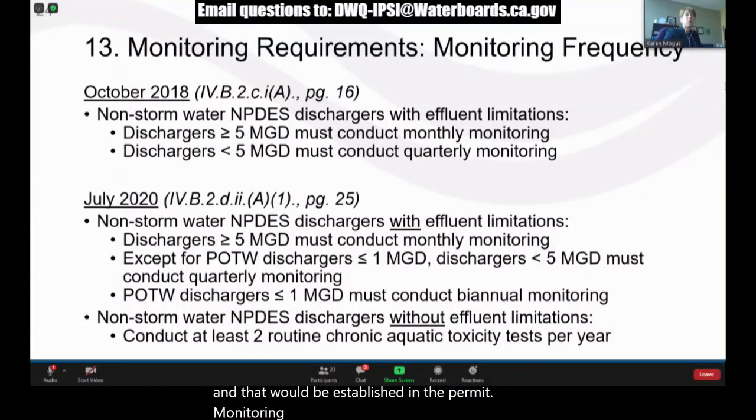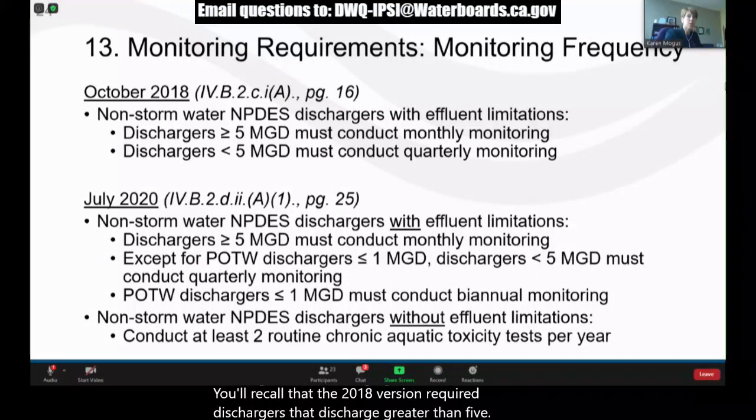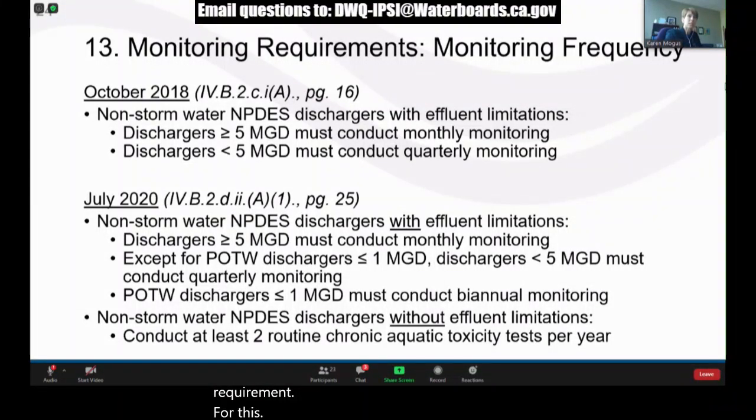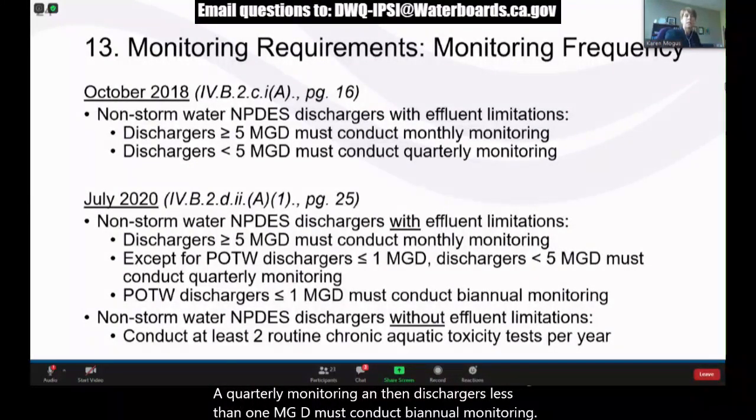Monitoring frequency is also one that we had a lot of discussions about. You'll recall that the 2018 version required dischargers that discharge greater than 5 MGD to conduct monthly monitoring, and any that discharge less than 5 MGD to conduct quarterly monitoring. We've retained the requirement for dischargers with effluent limitations that discharge greater than 5 MGD to conduct monthly monitoring, except for dischargers that discharge less than 1 MGD. So dischargers between 1 and 5 must conduct quarterly monitoring, and then dischargers less than 1 MGD must conduct biannual monitoring, or 2 monitoring tests per year.